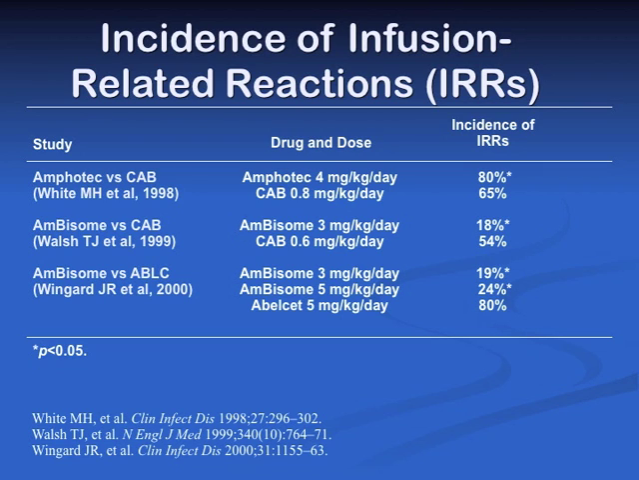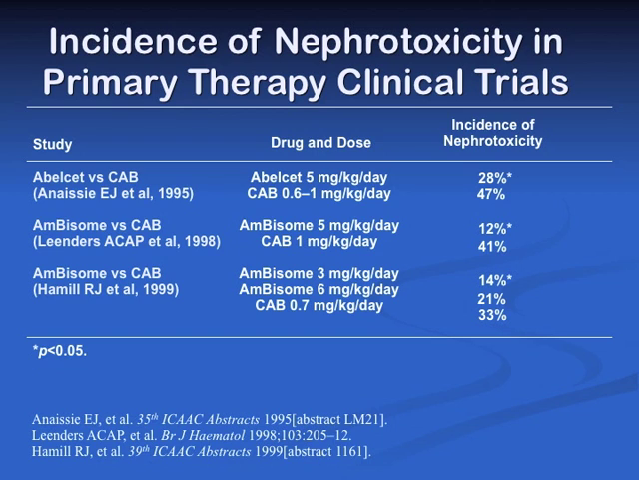Ambisome actually has the lowest incidence of infusion-related reactions, and Abelcet is comparable to conventional Amphotericin B. And when you compare Ambisome to Abelcet, you do see a lower incidence with Ambisome, like in the 19 to 24% without premeds, and Abelcet was up to 80% on day 1 without pre-meds. In terms of nephrotoxicity, all 3 of these drugs, as you would expect, are less nephrotoxic than conventional Amphotericin B.